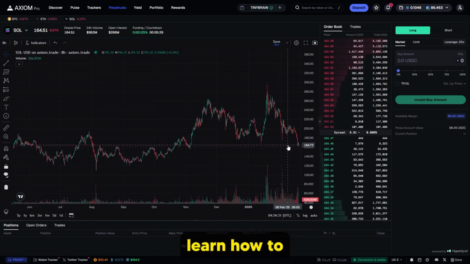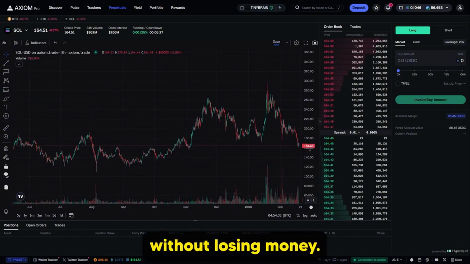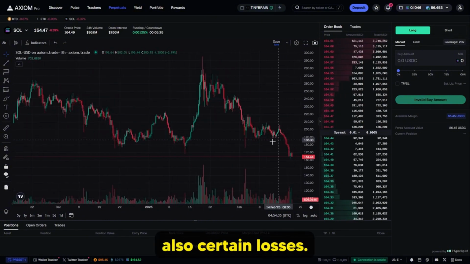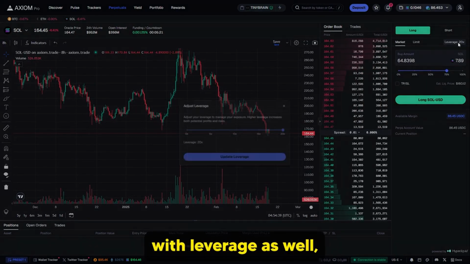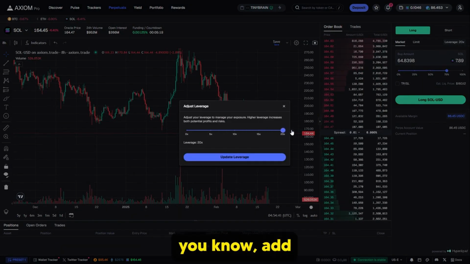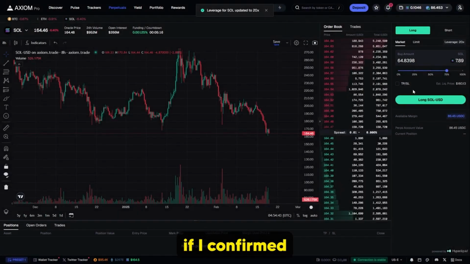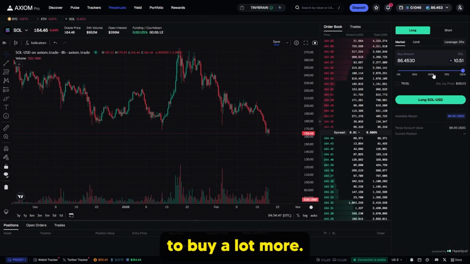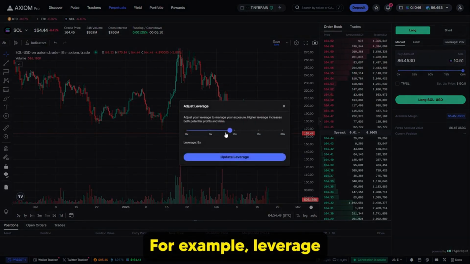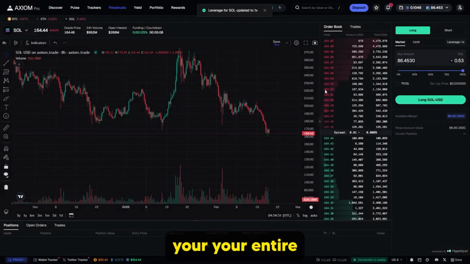That way you can learn how to trade futures without losing money. There are certainly big gains, but there are also certain losses. But of course, you can see right here, I can buy. And with leverage as well, I can add some leverage. So for example, right here, if I confirm my leverage position, realistically, it should allow me to buy a lot more. For example, leverage basically just multiplies your entire position size.